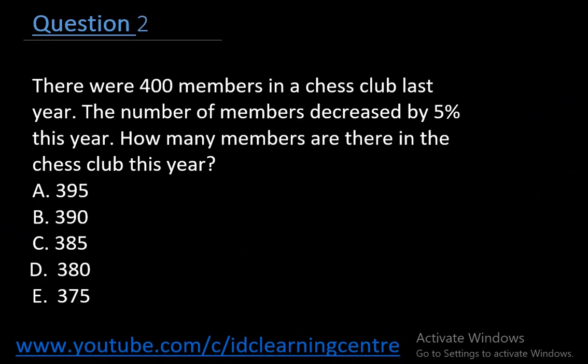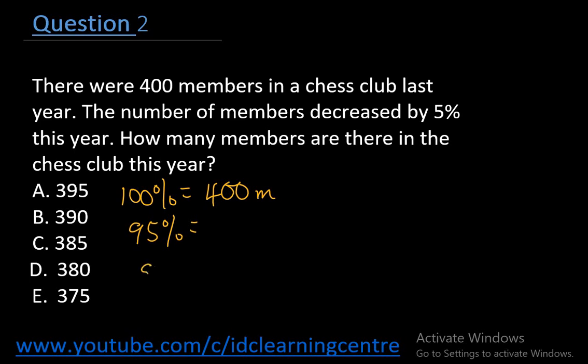The next question says there were 400 members in a chess club last year. In mathematics, the original amount is always 100%. So I can just say let 100% be equal to 400. That's the 400 members, right? Now, the number of members decreased by 5%. Instead of being 100%, it reduces to 95% this year. How many members are there in the chess club right now?